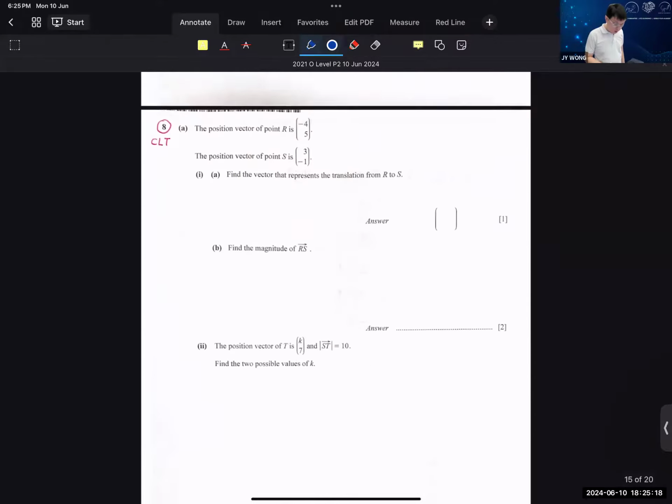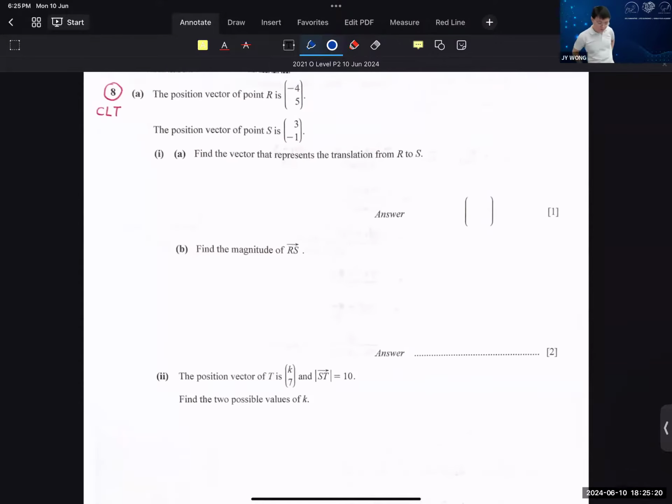Question 8 was CLT in 2021. CLT means common last topic. Common last topic means it was removed from their exam that year because of COVID and because some things happened in some school. If you don't know what I'm talking about, it doesn't matter. Moving on.